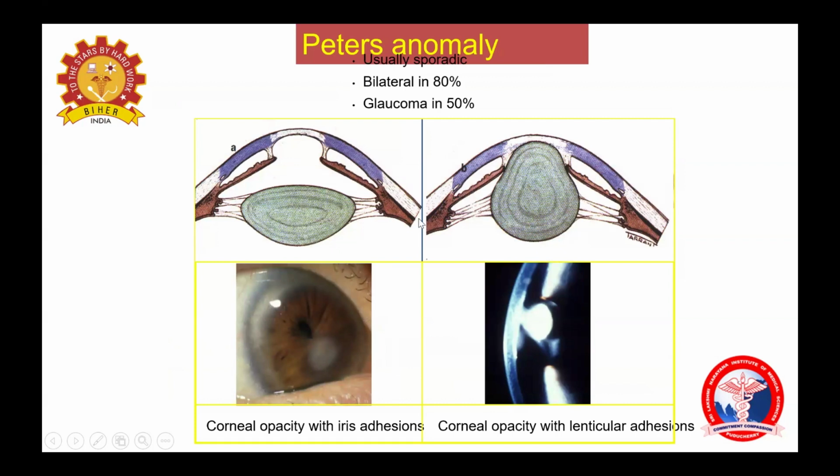Peters anomaly is usually sporadic and is bilateral in 80% of the cases, and glaucoma will happen in 50% of the cases. Here you can see corneal opacity with iris adhesions. And you can also see corneal opacities due to lenticular adhesions as identified in this figure.